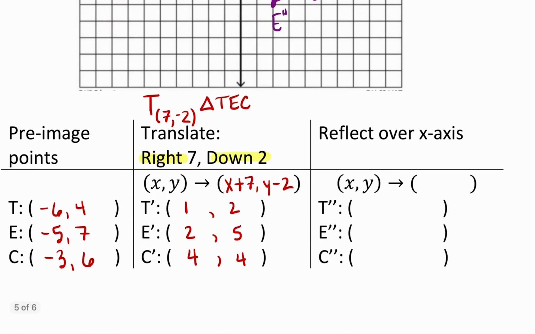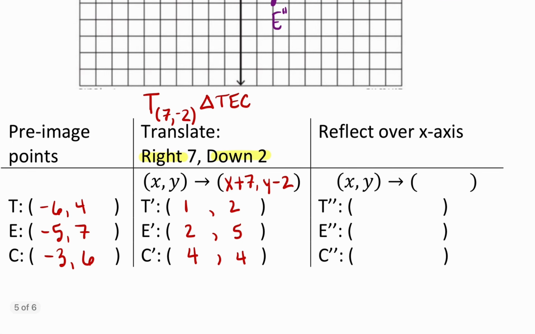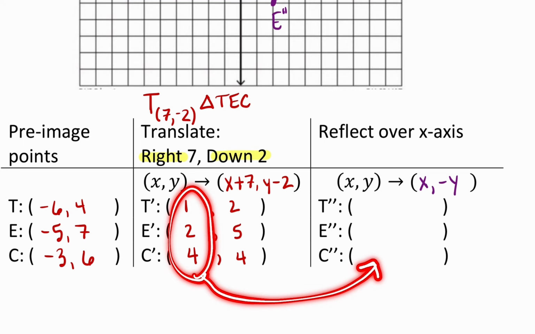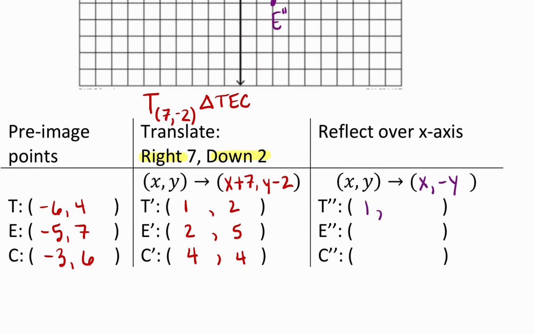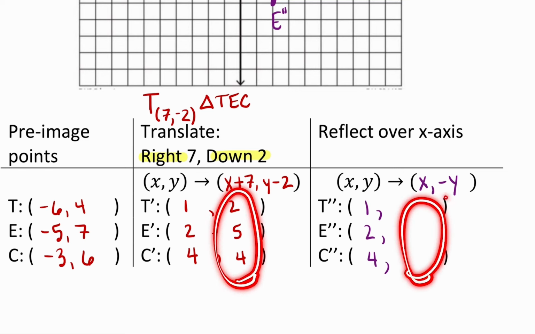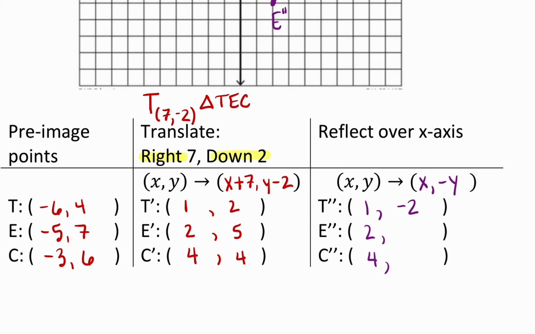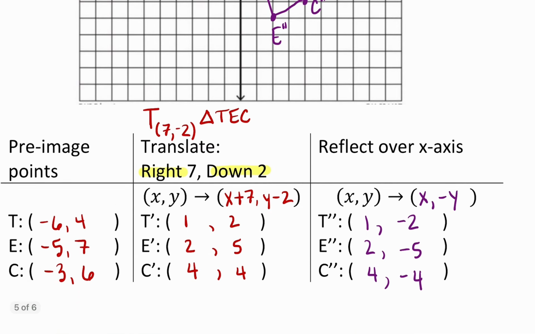So let's come down here. We know that our rule for reflecting over the x-axis is x comma -y. Notice that since the x is just x, all of our x's come straight over here. So 1, 2, 4. All of our y values are going to change to a negative. So instead of 2, it'll be -2. Instead of 5, it'll be -5. Instead of 4, it would be -4. Okay, so those would be the coordinates of that triangle right there.